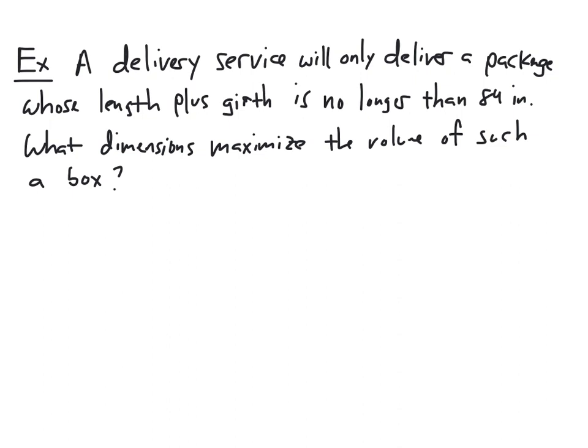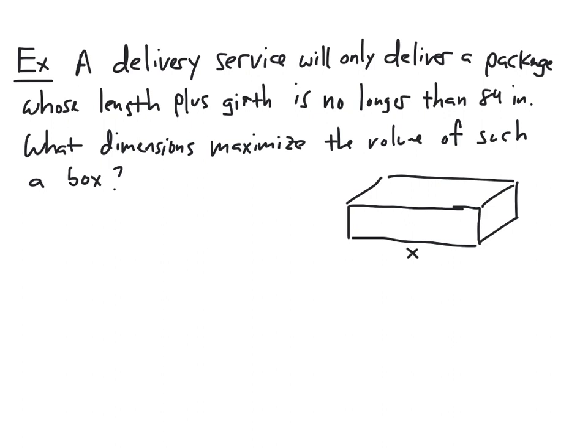So we have a delivery service that will only deliver a package whose length plus girth is no longer than 84 inches. In this case, length means the length of the longest side of the box, and girth is the perimeter of the cross-section orthogonal to that length. And so our question here is, what dimensions maximize the volume of such a box? So if I take a box that looks something like this, we can label the three dimensions x, y, and z.